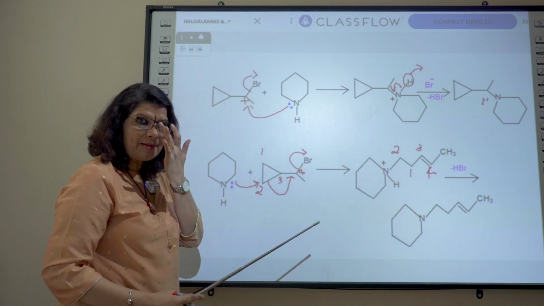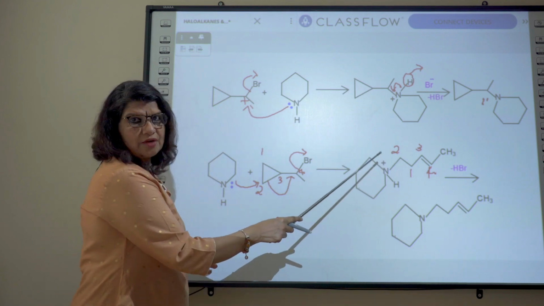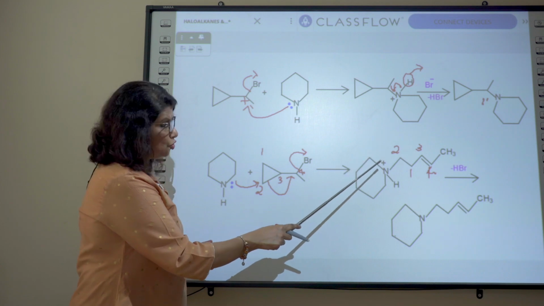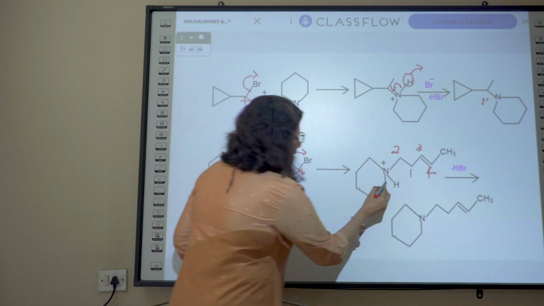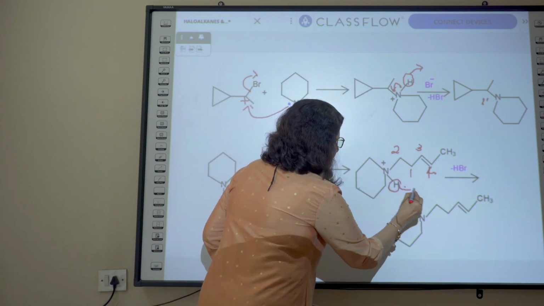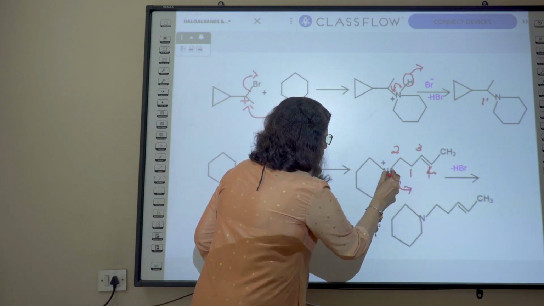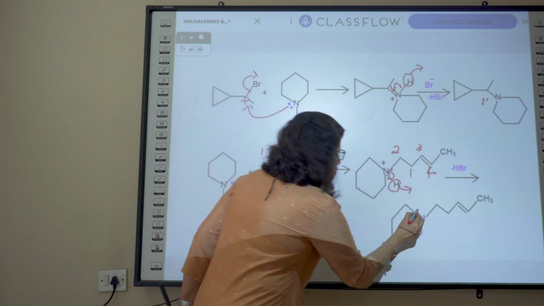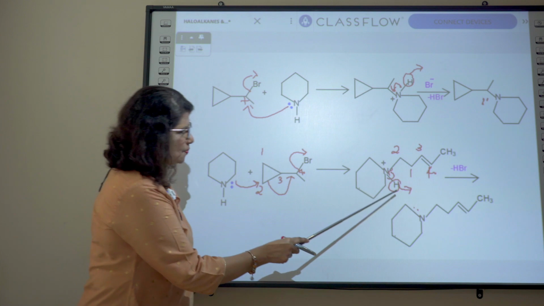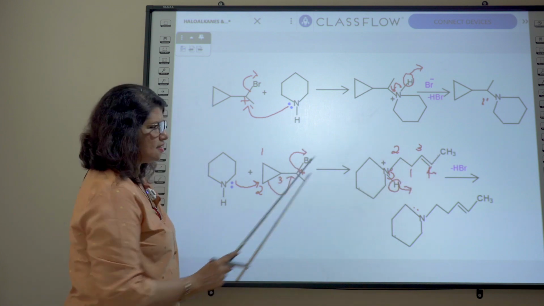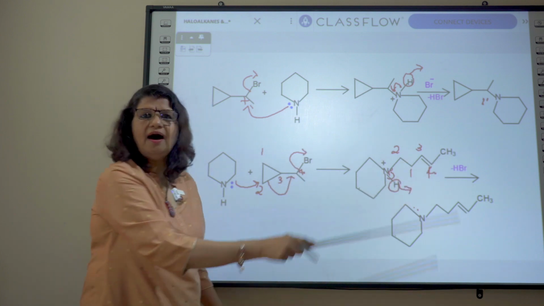And what is the last step? To neutralize the positive charge or to restore the lone pair of electrons on nitrogen, which is accomplished by the loss of this hydrogen as H+. So this bond goes back to nitrogen to restore the lone pair of electrons on nitrogen, and H+ and the Br- lost here will form HBr.